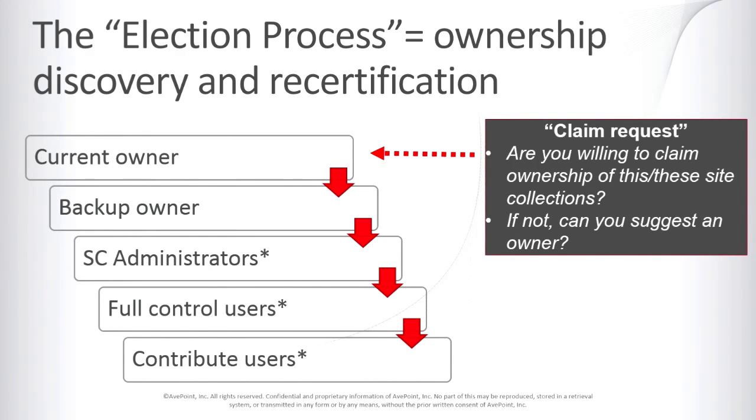So it's a claim request. So we start with the current owner and say, do you still own these sites? If not, do you know someone who can? Either we get a response from them or we don't, and then we move on down the list of people who might be able to claim this site.